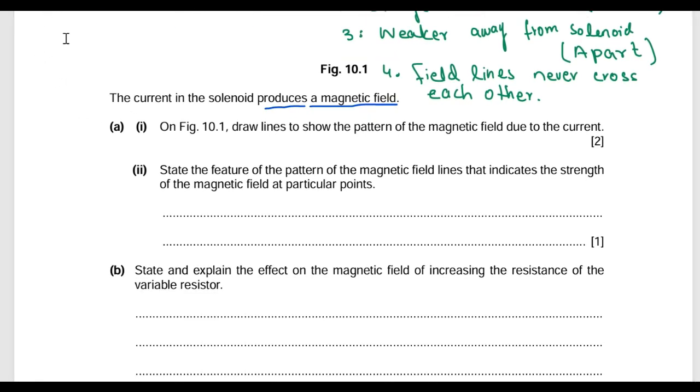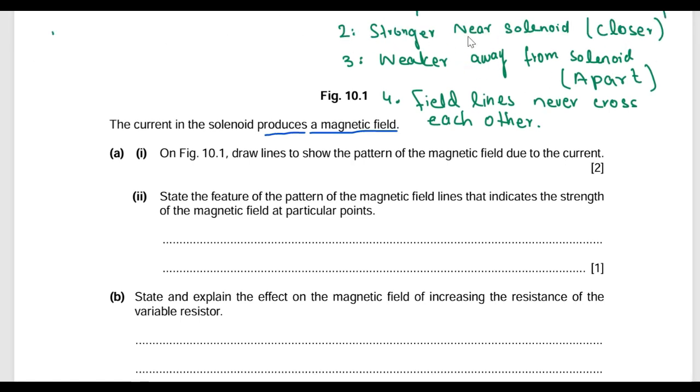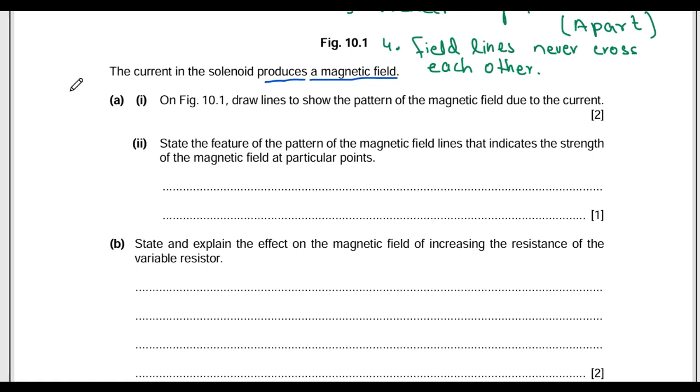Okay, so the question says, state the feature of the patterns of magnetic field lines that indicates the strength of the magnetic field at a particular point. We have already discussed this in our facts: if the magnetic field lines are closer, the magnetic field is stronger. If they are apart, the magnetic field is weak. So the density of lines basically decides the strength of the magnetic field. So density of lines is the answer.